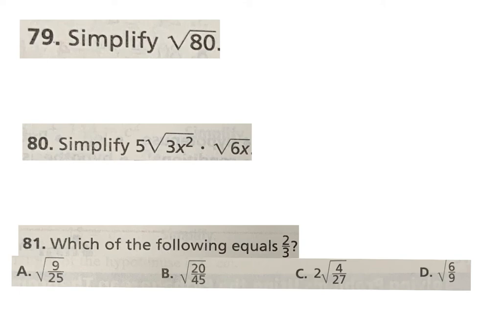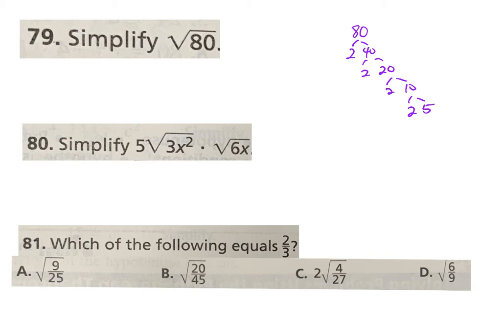They want us to simplify the square root of 80. If you're using your factor tree method here, you would say 2 and 40, 2 and 20, 2 and 10, 2 and 5. All right.